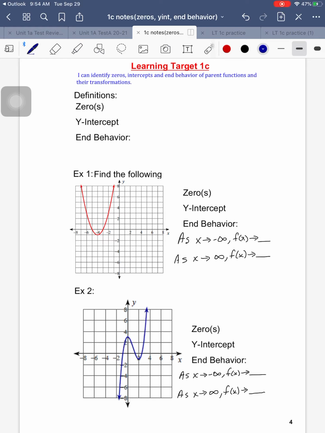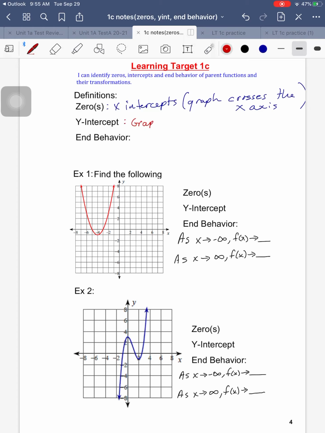Moving on to today's work. So we have zeros, y-intercepts, and end behavior. Zeros, these are x-intercepts, where the graph crosses the x-axis.